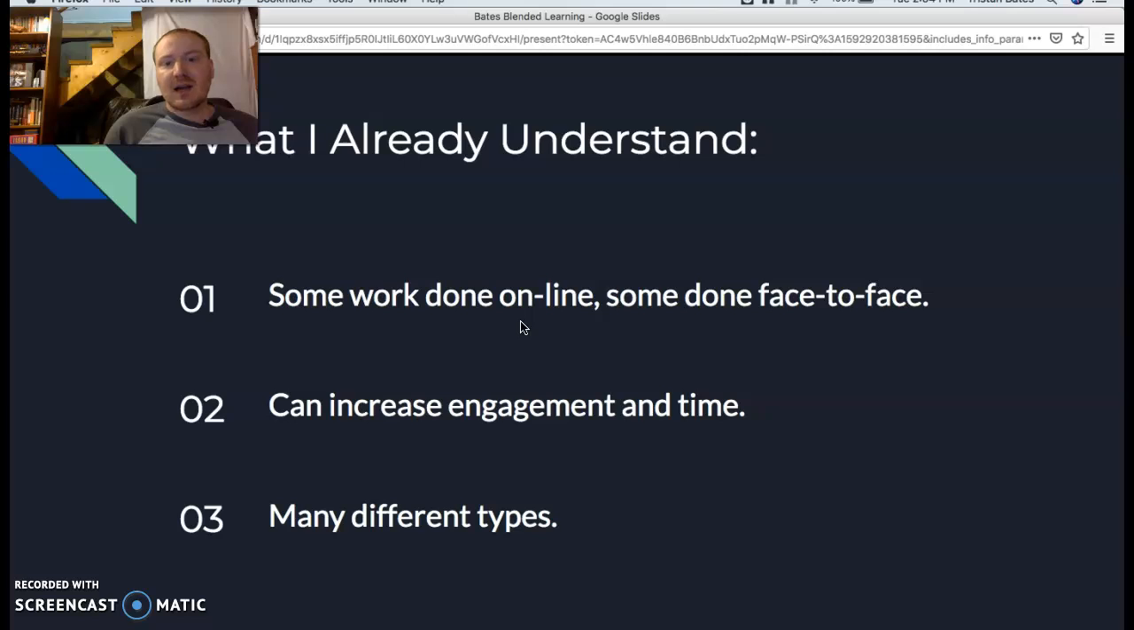A lot of times, if you're using it correctly, it can increase your engagement. It can increase engagement and the amount of time that you have in your class, because you'll be able to work with students in smaller groups while the other students are working in other stuff. And then there are many different types of blended learning. So as I mentioned before, the flipped classroom is one type of blended learning, but there's a whole bunch of different modalities for blended learning. And there's a whole bunch of different levels to blended learning.